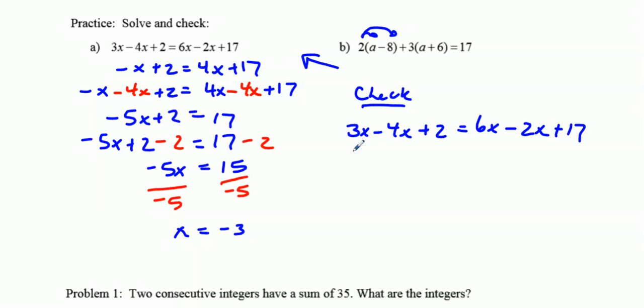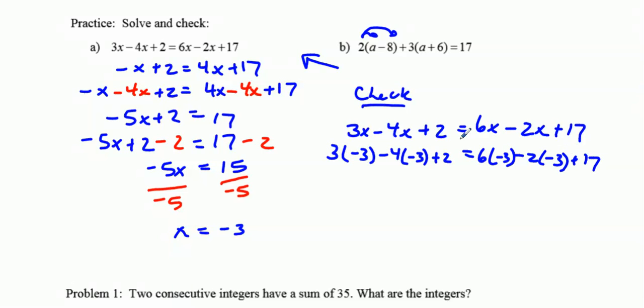All right, so I substitute everywhere in. I can't simplify this equation, so I just substitute in everywhere there's an x. So this is minus 9 plus 12 plus 2 minus 18 plus 6, because I have a minus times a minus.